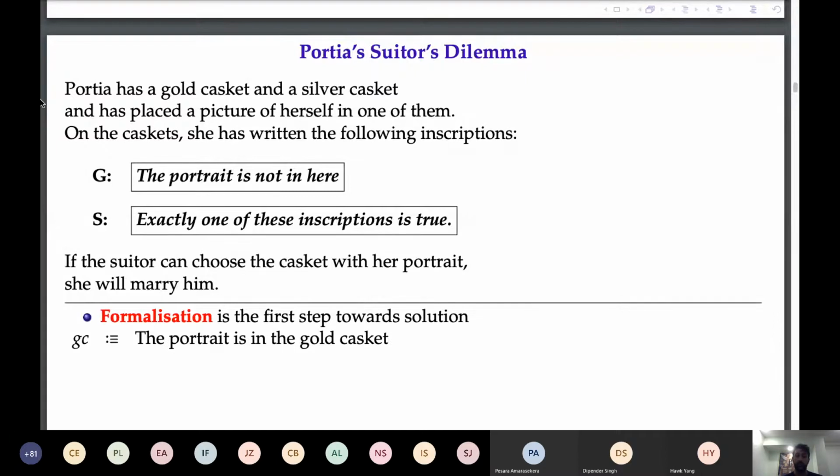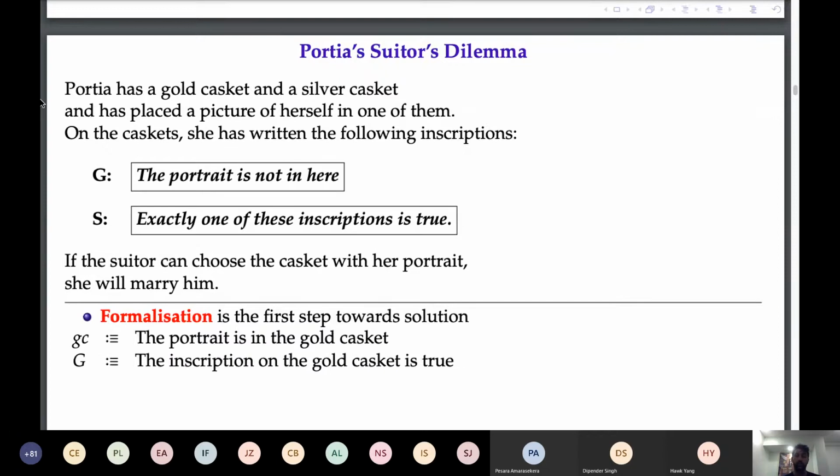We say GC means the portrait is in the gold casket. G for gold, C for casket. And capital G means the inscription on the gold casket is true. And finally, S means the inscription on the silver casket is true. With these names in hand, we can rephrase what G says: the inscription on the gold casket is true precisely when what it says is true. And what it says is the portrait is not in here, i.e. the portrait is not in the gold casket.